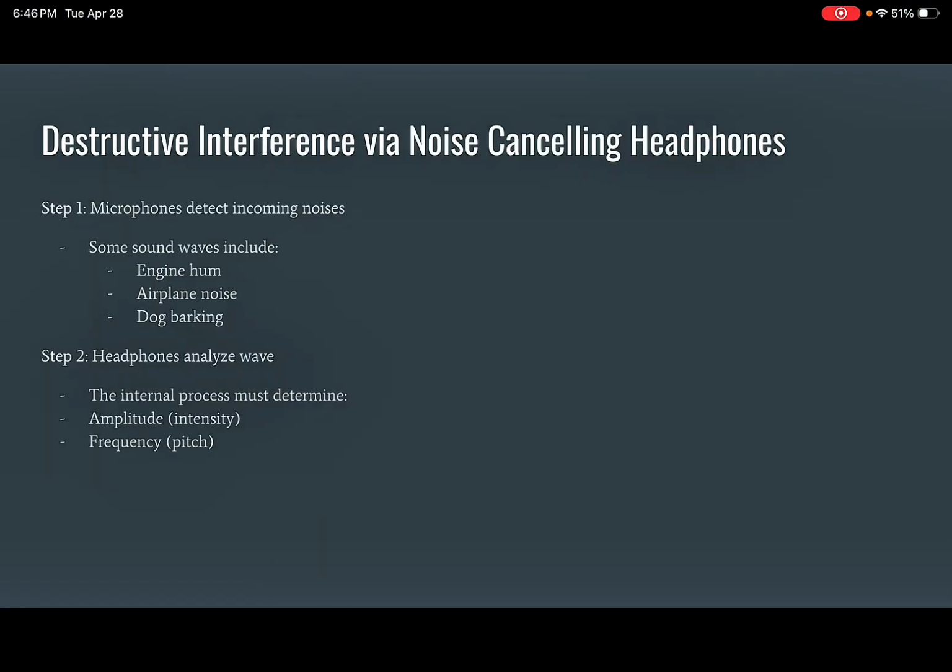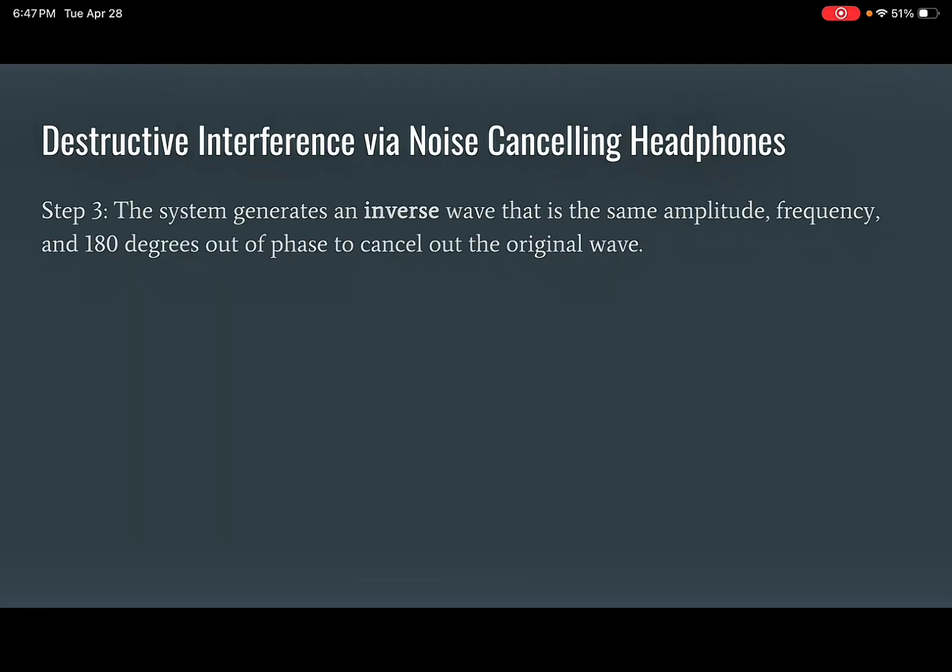Now, step 1, the microphones detect incoming noises. When we're talking about noise canceling headphones, these microphones are located on the middle portion of the speaker. Some sound waves include engine hum, airplane noise, and dog barking. And then step 2 is headphones will then analyze the wave. The internal process must determine the amplitude, which is the intensity, and the frequency, which is the pitch. Step 3, the system then generates an inverse wave that has the same amplitude, frequency, and 180 degrees out of phase to cancel out the original wave.